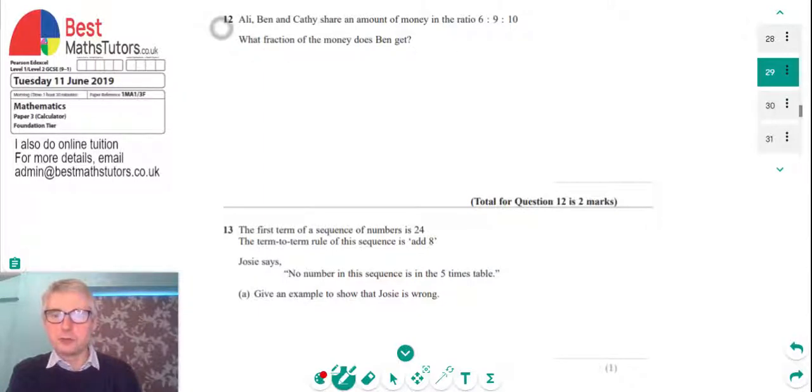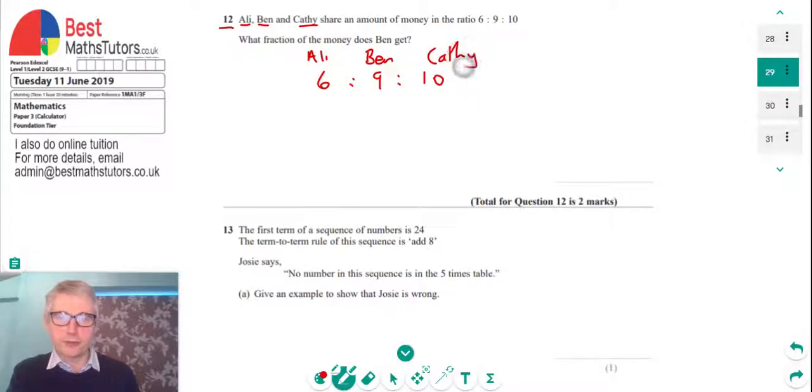So question 12 says that Ali, Ben and Kathy share an amount of money in the ratio 6 to 9 to 10. And we've got to write down what fraction of the money that Ben will get. Well, the first thing is the ratio here is written in order of these people. So 6 to 9 to 10, we need to realise that actually Ben is the middle one there. And we've got Ali and Kathy are the two at either end.